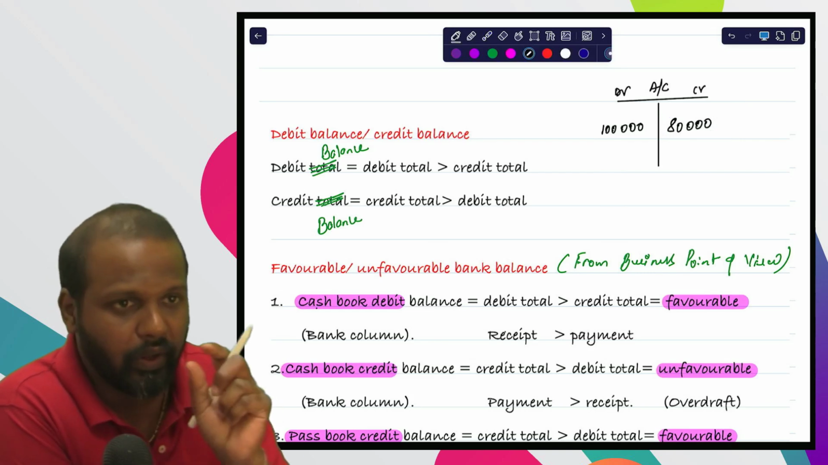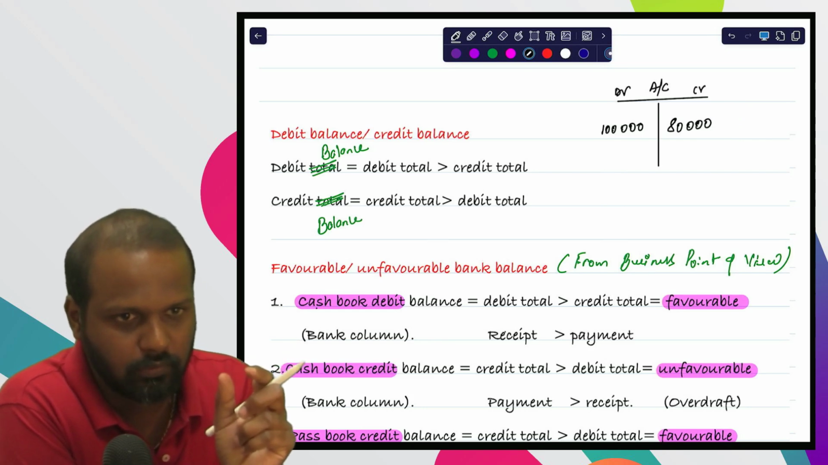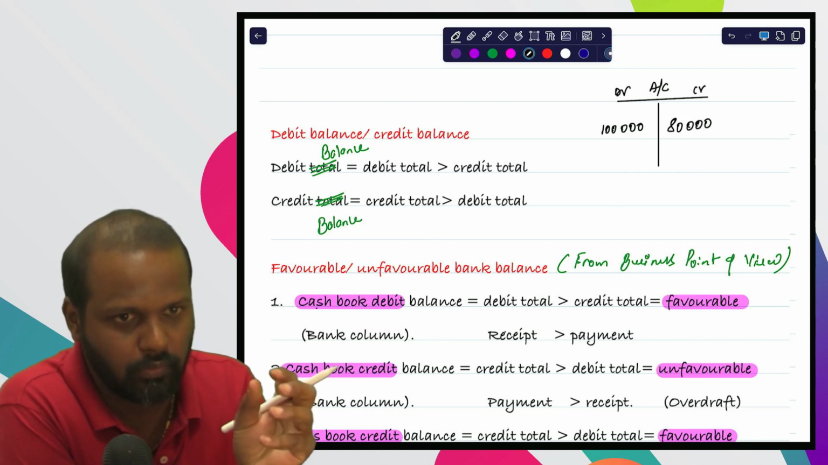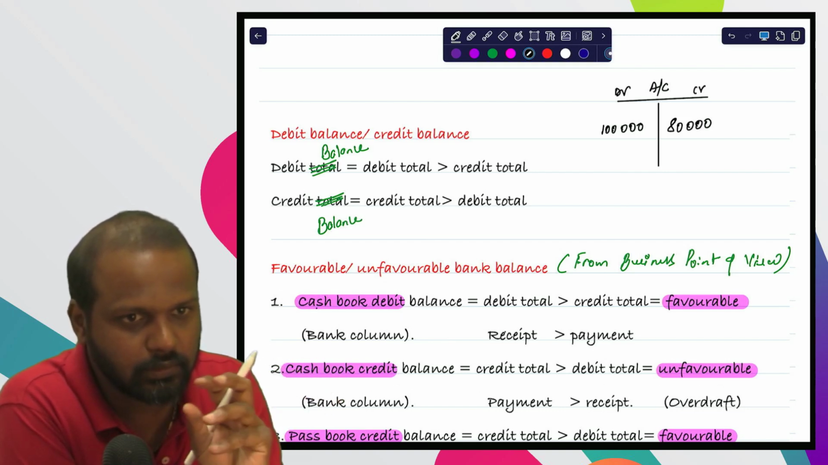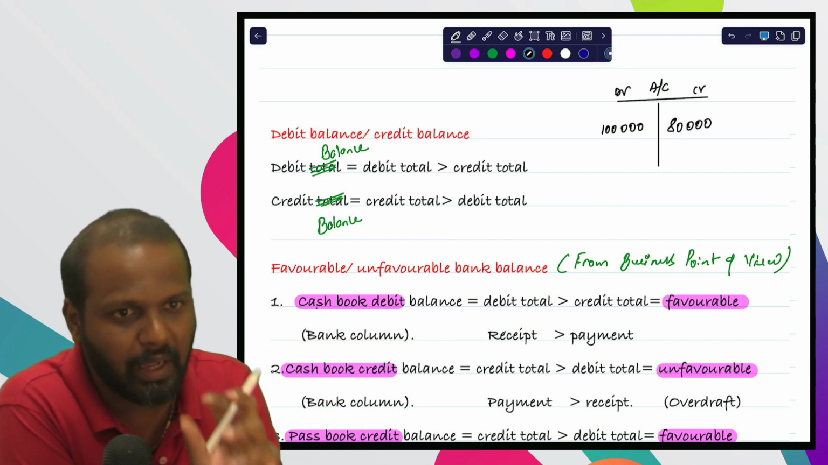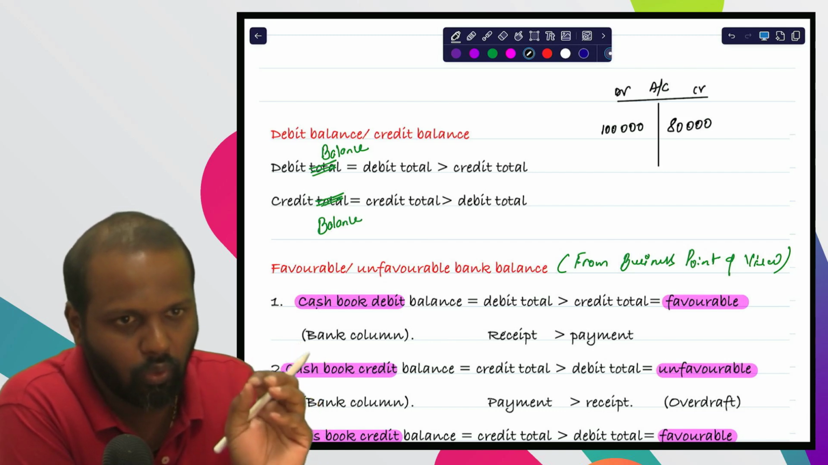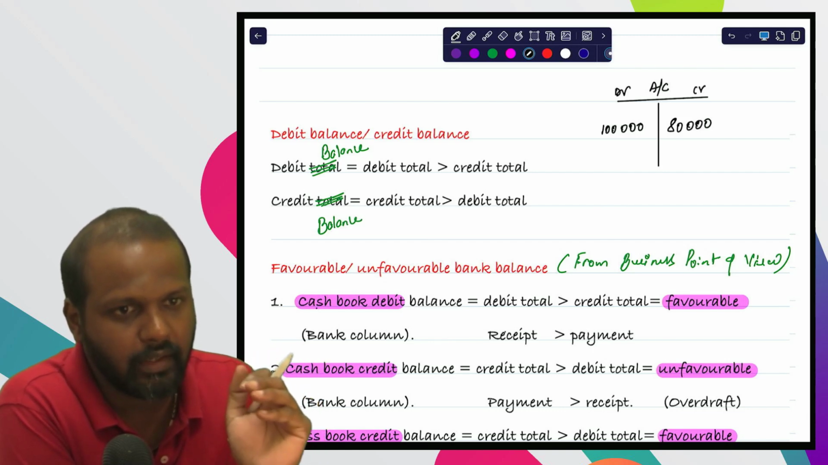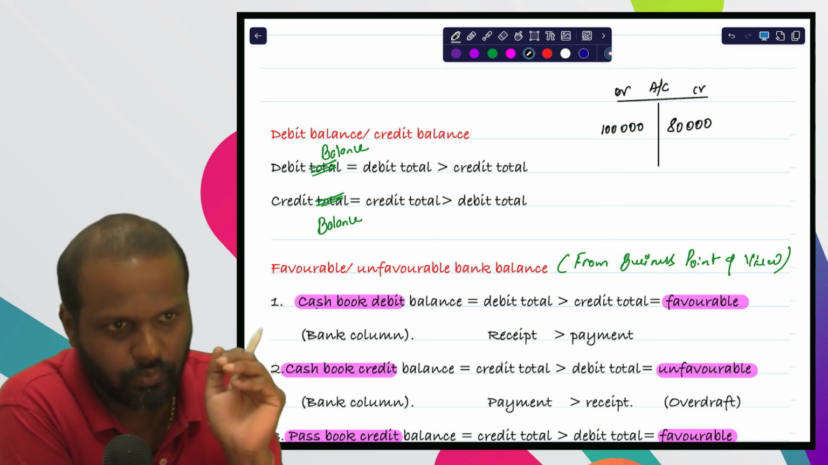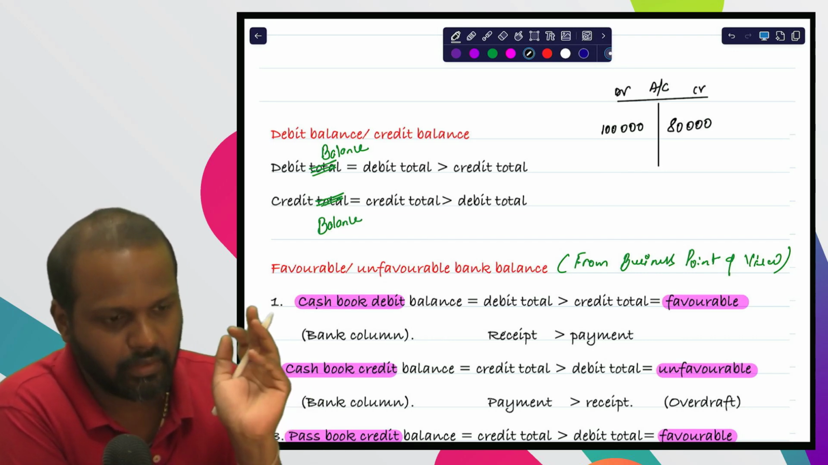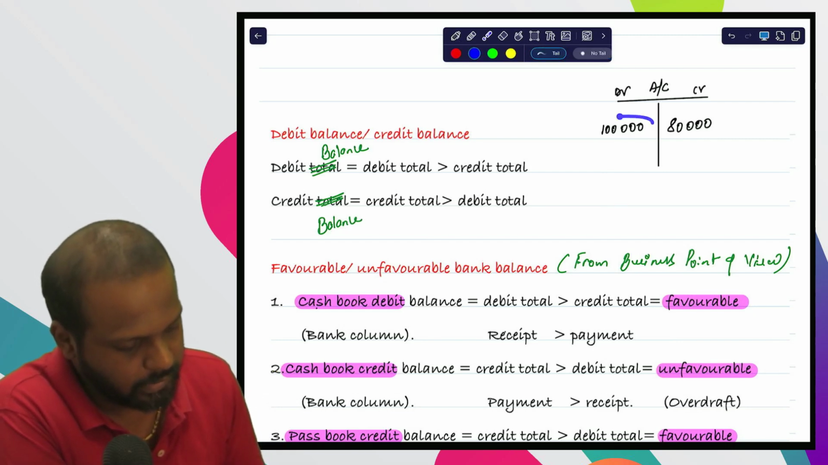Now when you do the balancing of this account, I hope you know what is meant by balancing of an account. Finding out the difference of the debit and credit side is called balancing. So whenever you do the balancing of an account, first you will find out which total is greater. So I know that here the debit total is greater.